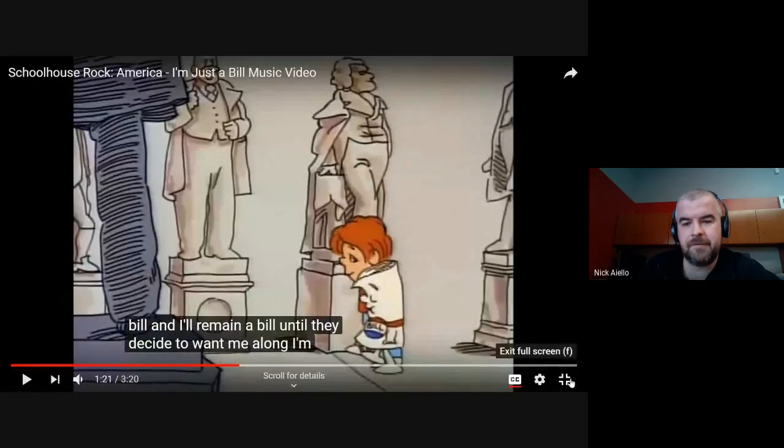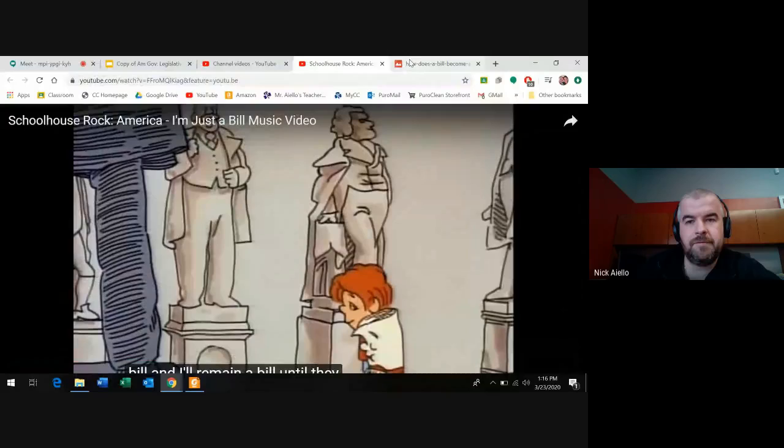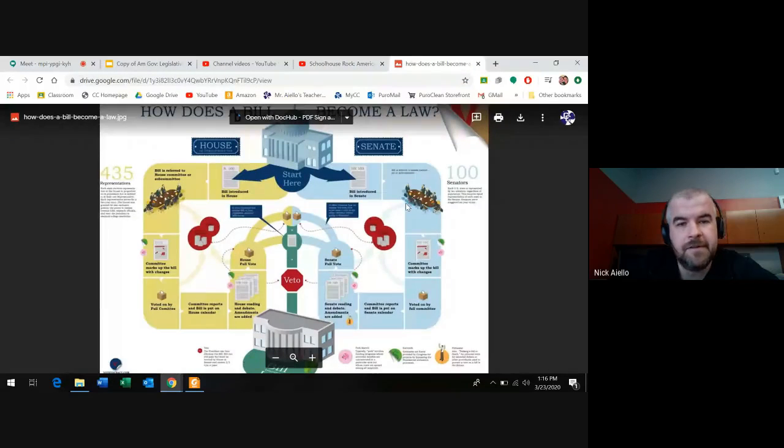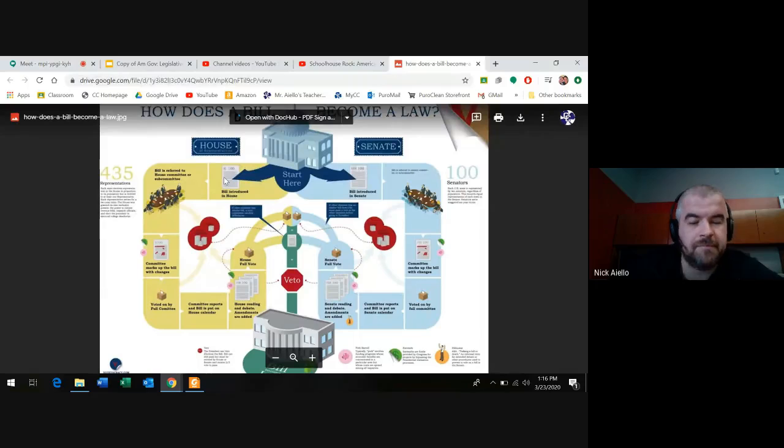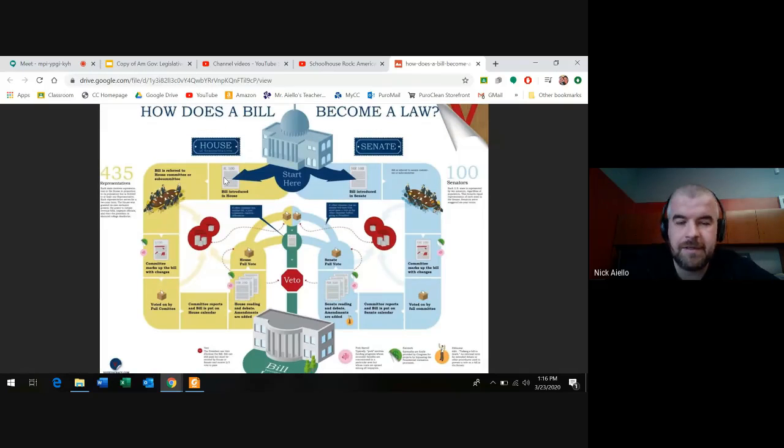So let's stop there for a minute. If you go to the flowchart that I sent you guys, this is what we're talking about right here. Bill is introduced. A bill is nothing more than just an idea, like they say in the video. A bill is an idea that comes usually from constituents about an issue that they want resolved, corrected, a law they want put in place, a regulation that they see.